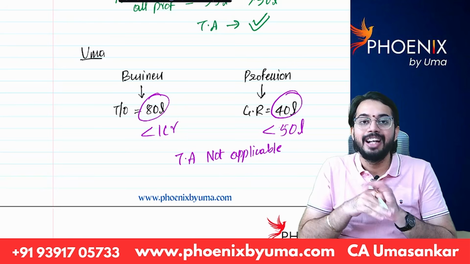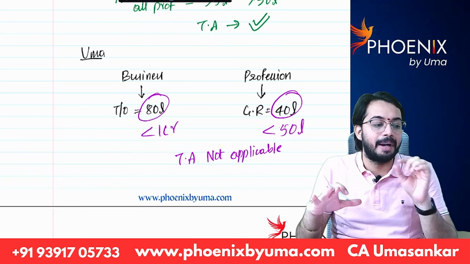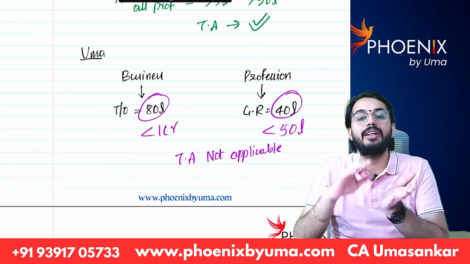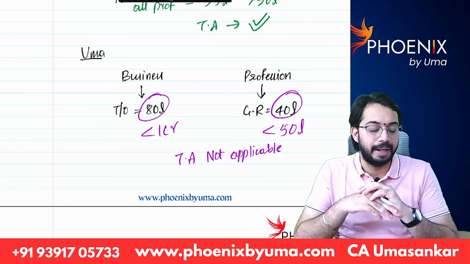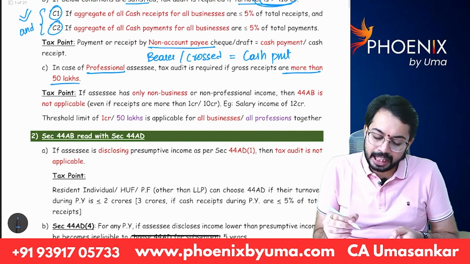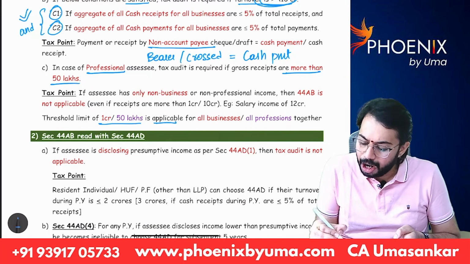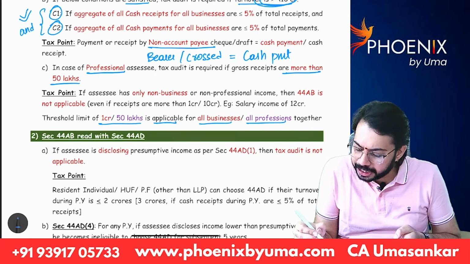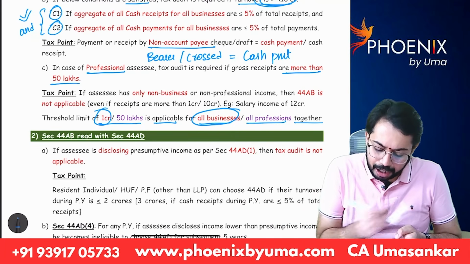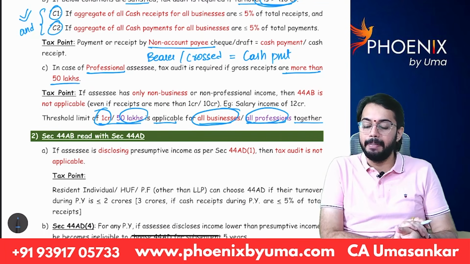ICMA has given the tax audit chapter. So whatever the limits are, for business, a separate limit of 1 crore is applicable. For profession, a separate limit of 50 lakhs is applicable. Are you able to understand? You can see here, the threshold limit of 1 crore or 50 lakhs is applicable for all businesses together, all professions together. Individually for businesses, 1 crore is the limit. Individually for professions, 50 lakhs is the limit.